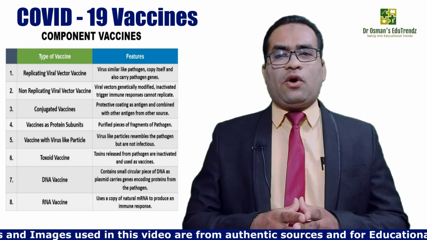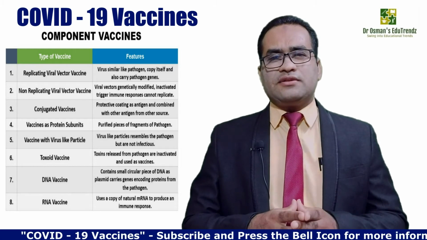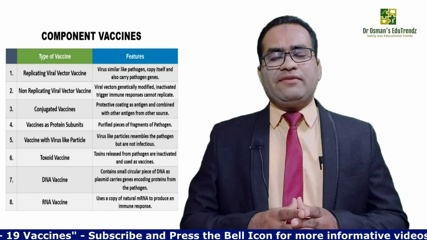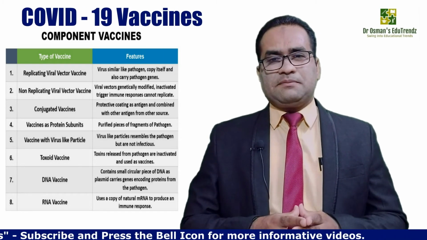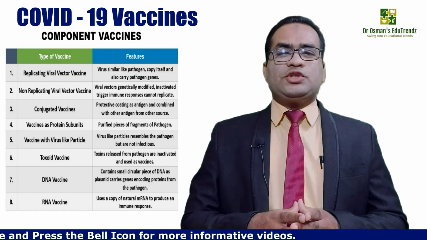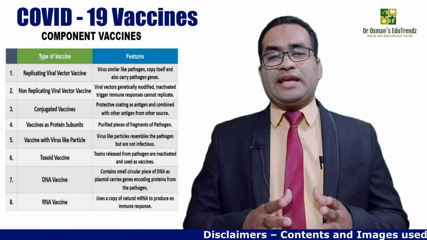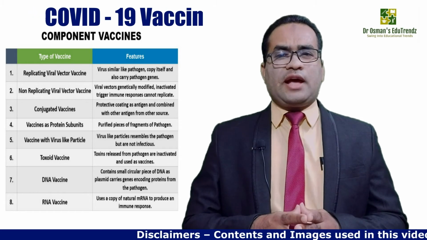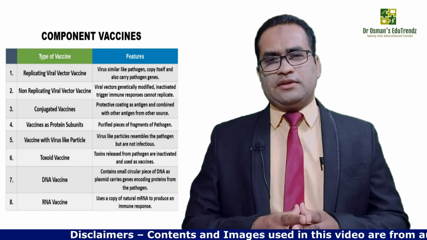Some pathogens cause illness by releasing toxins. These toxins are inactivated and are used as vaccines. Inactivated toxins do not cause disease but can activate the production of antibodies against the natural toxins.